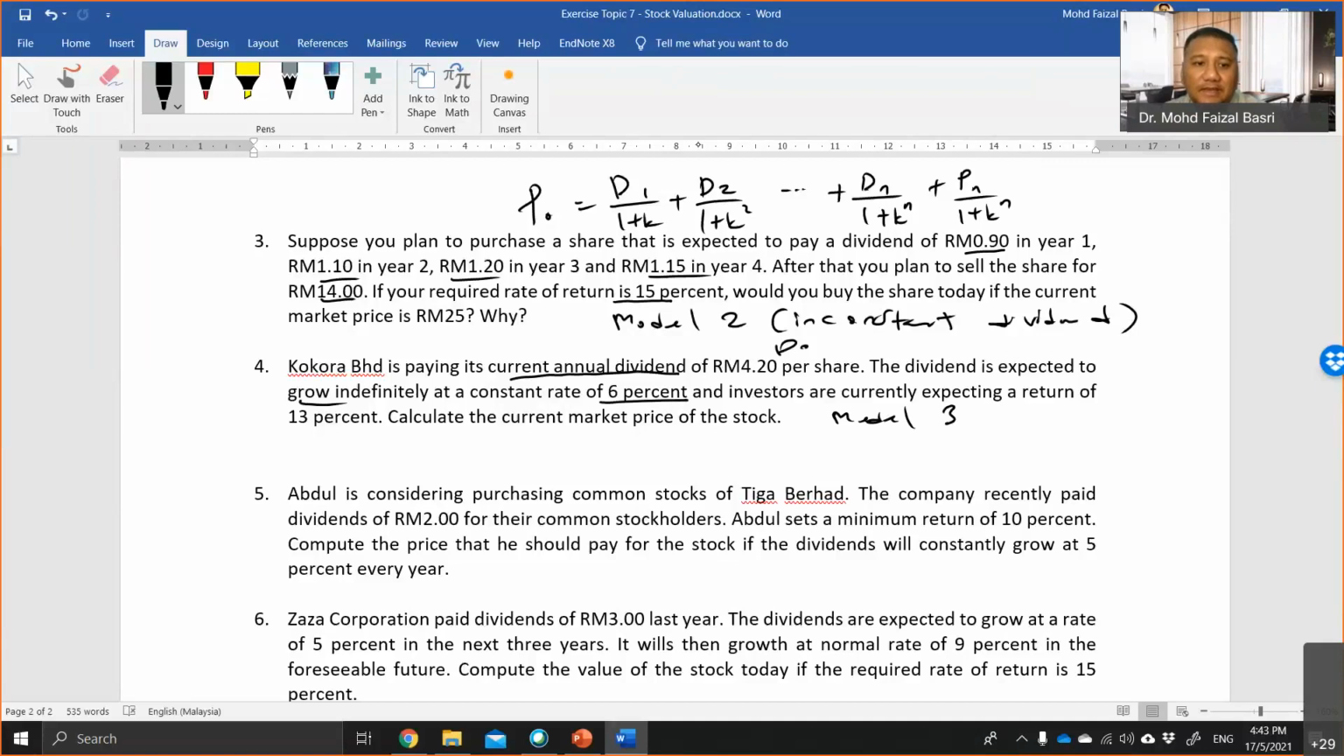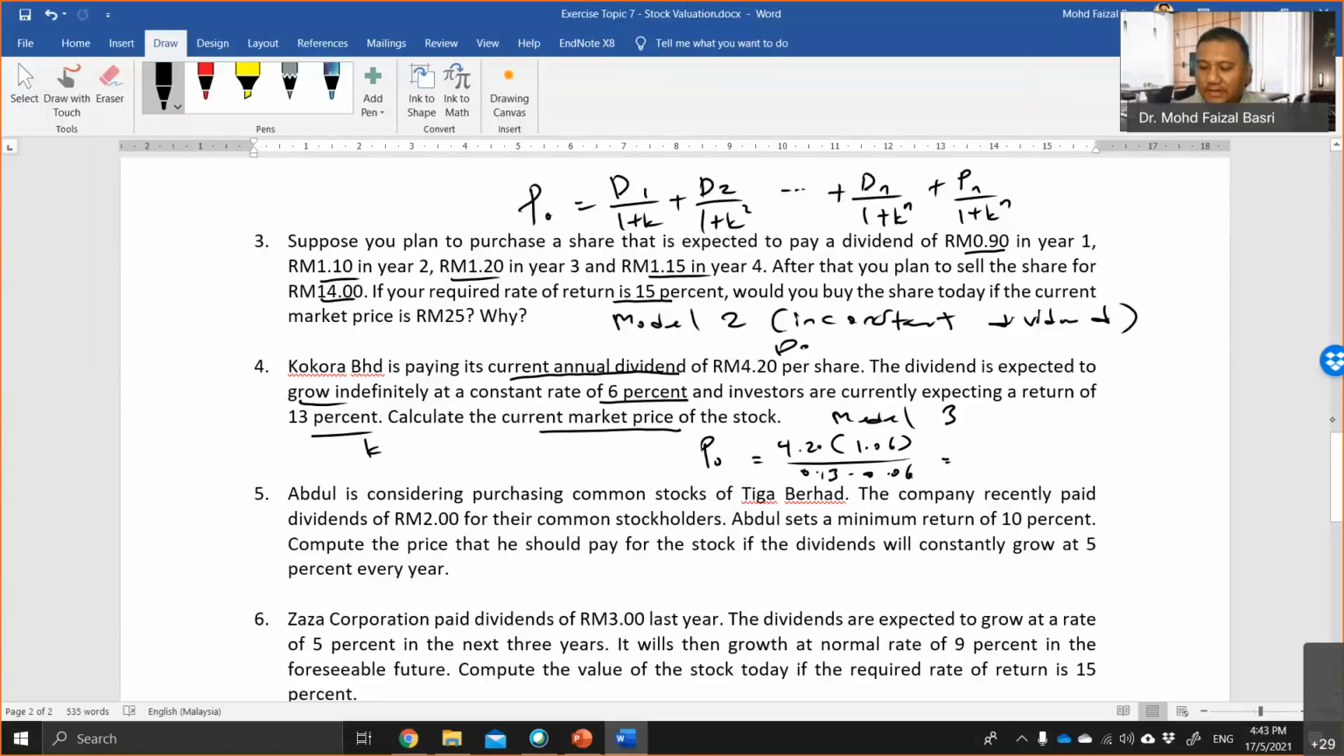And this is the K. Okay, calculate the current market price of the stocks, so meaning the P0. This is D0, 4.20, so it will be 4.20 times 1 plus G, G is 6%, 1.06, divided by K minus the growth rate of 6%. That's how you solve question number 4.